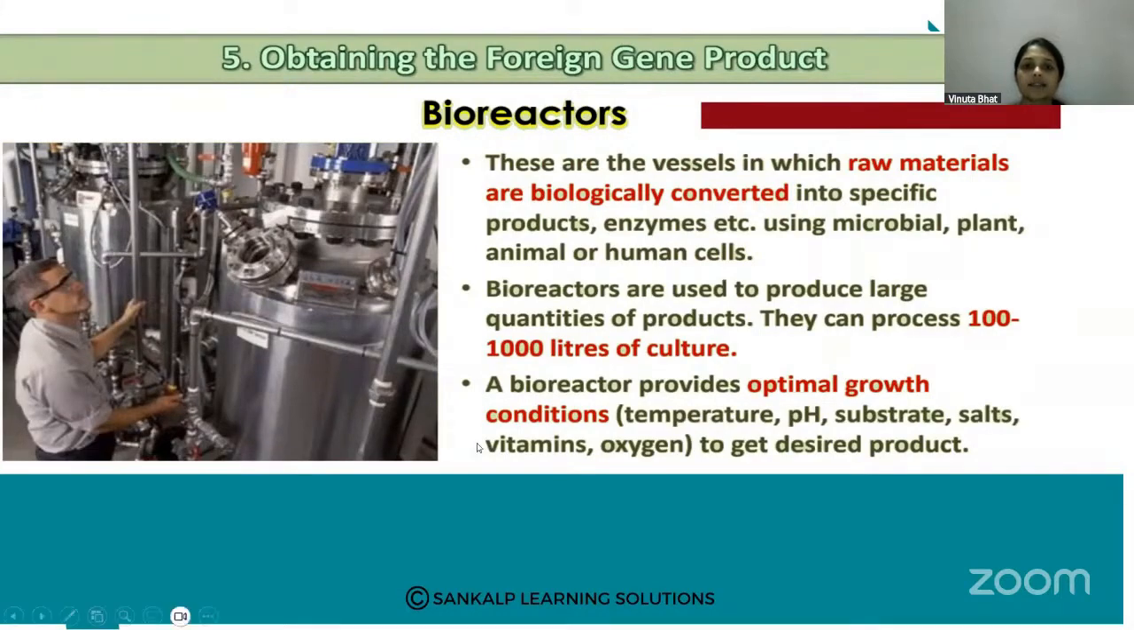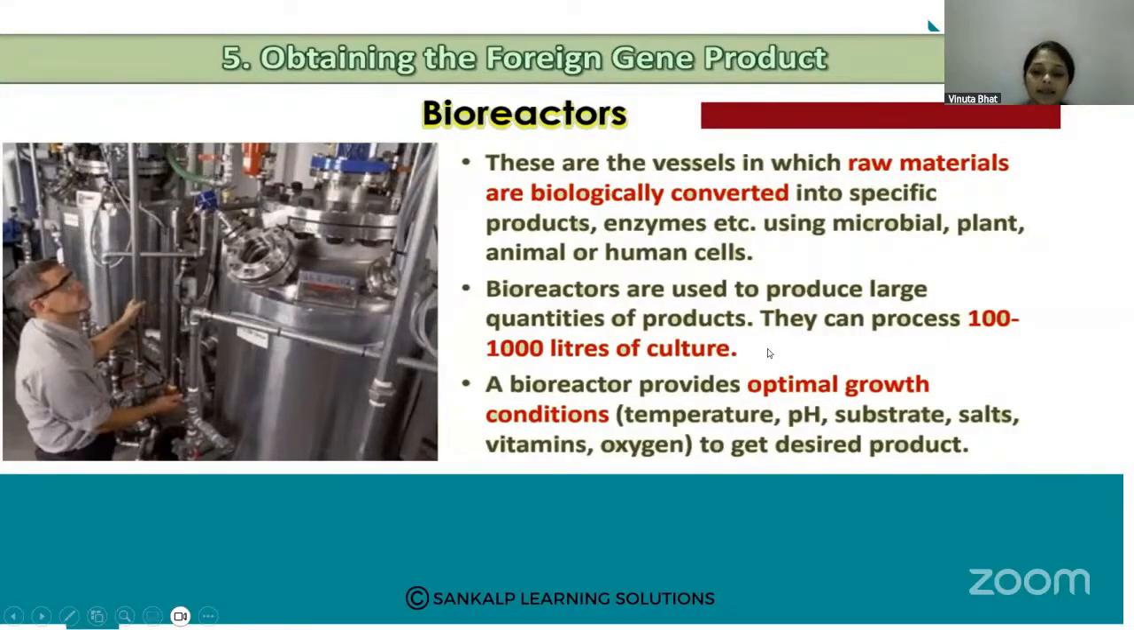So these are called bioreactors. These are the vessels in which raw materials are added and biologically converted into specific products, enzymes, etc., using microbial, plant, animal or human cells. Bioreactors are used to produce large quantities of products. They can process 100 to 1000 liters of culture.